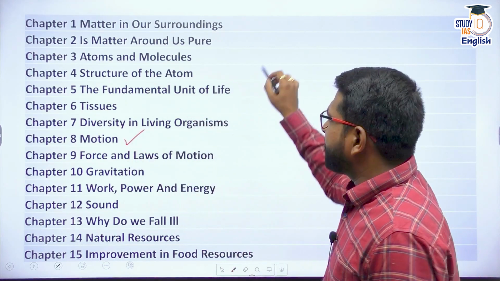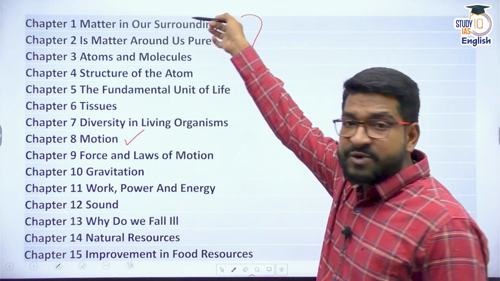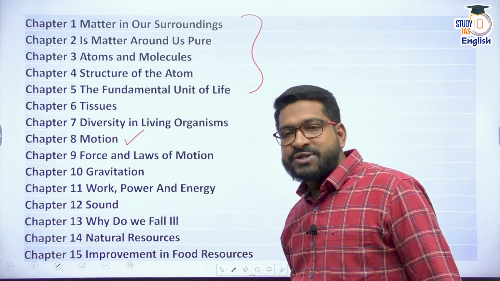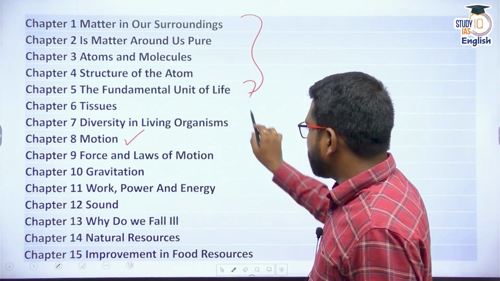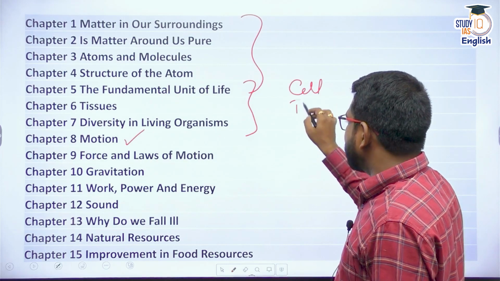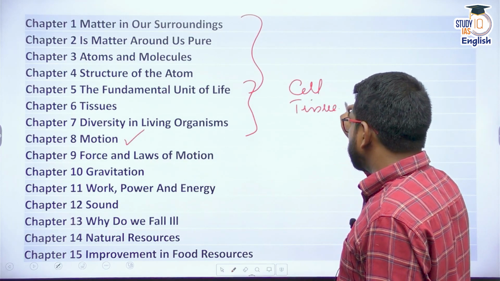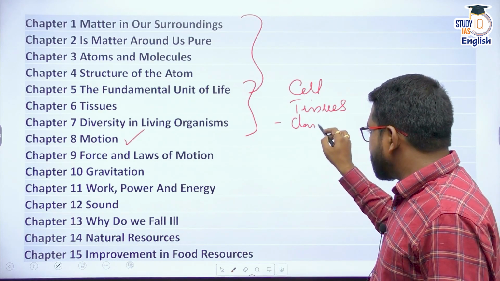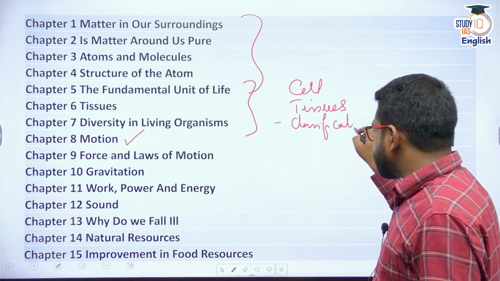Now, before this, we have discussed some dimensions of chemistry where we spoke about matter, atom, the structure of atom, different models of structure of atom. Then we jumped into biology where we discussed about the fundamental unit of life, that is cell, cells becoming tissues, and then we understood about diversity, that is classification of living organisms.